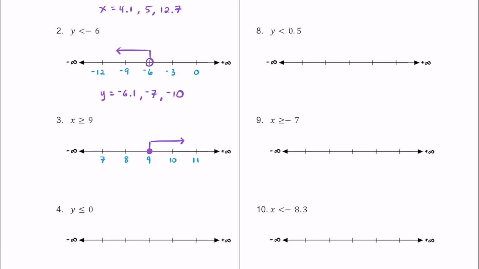Now, what are some possibilities here? We could say x could equal 9 here, so I like to include it when it is possibly included, like it's equal to or greater than. So we have 9, we could also say something like 15, we could also say something like 24. So just 3 possibilities.